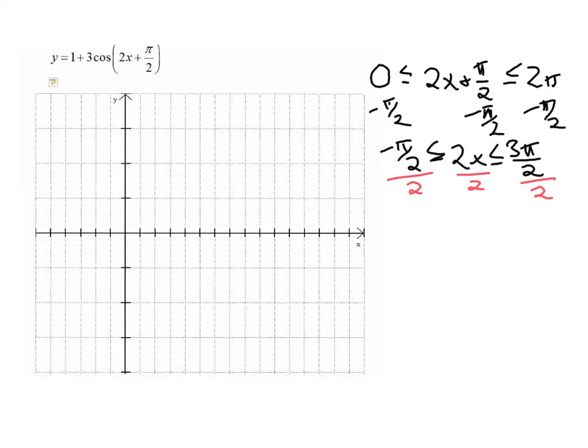If I'm dividing a fraction by 2, I might look at that as 2 over 1, and instead of dividing by 2, multiply by the reciprocal. So over here I have negative pi over 2 times 1 over 2, so negative pi over 4 is less than or equal to x, less than or equal to, if I do the same thing over here, 3 pi over 2 times 1/2, I end up with 3 pi over 4.